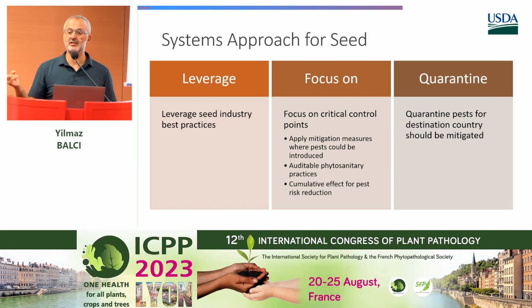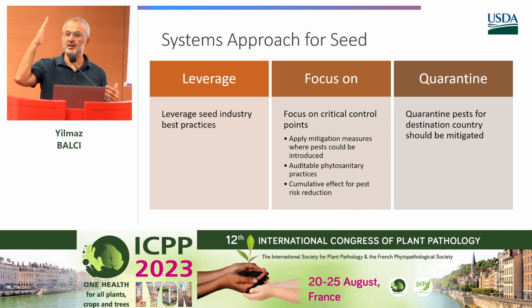And the second thing is, we want to focus on critical control points. And again, as a plant pathologist, it will be very simple for you to understand that. We want to look at when seed contamination can happen, when that pathogen can infest the material, and develop a mitigation to manage that. And as part of that, these practices are also auditable. And at the end, a cumulative effect for pest risk reduction.